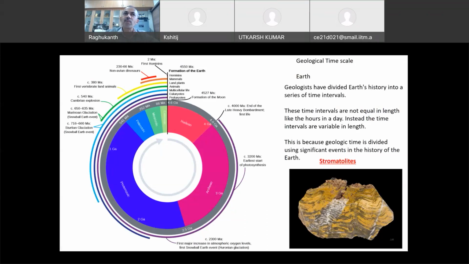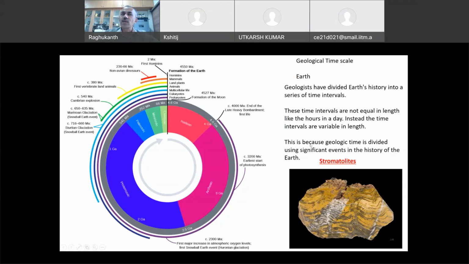For example, the Hadean, this is the oldest one. Its length is 4.6 to 4 billion years. Then we have the Archean eon. It starts from 4 to 2.5, like this. There are unequal sizes. So this is what they said. These time intervals are not equal in length. Of course, the time intervals are variable length. Each has a different size.